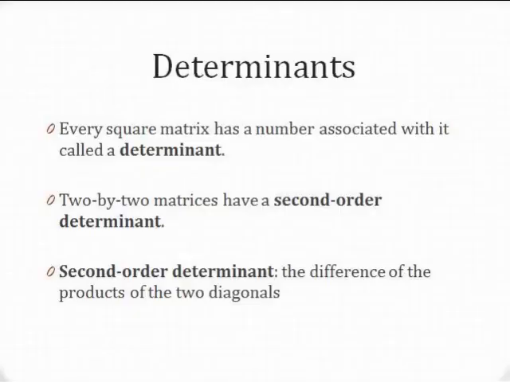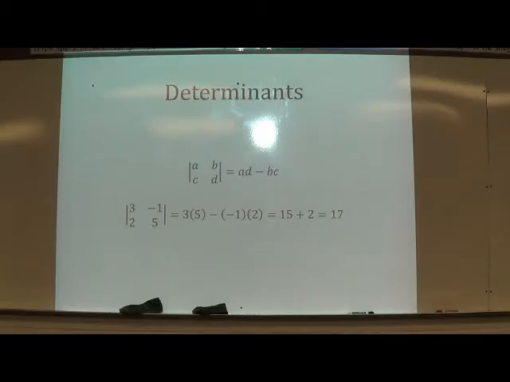Determinants. Every square matrix has a number associated with it called a determinant. Those determinants, we're going to talk about how you find those here in a second. 2x2 matrices have what we call a second order determinant. The second order determinant is just the difference of products of the two diagonals. So let's take a look at how we find those.